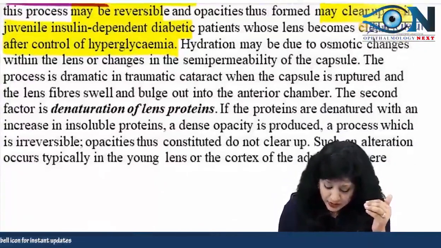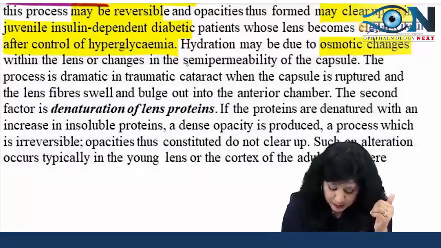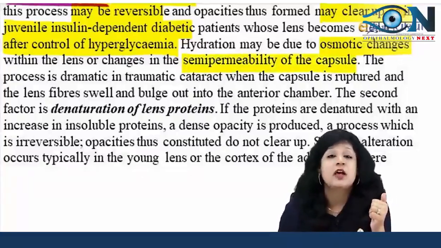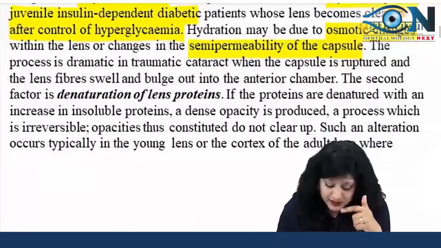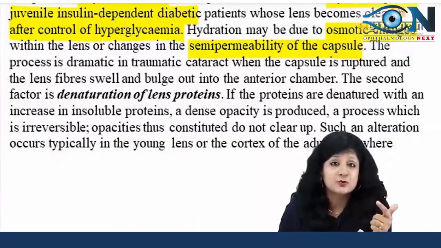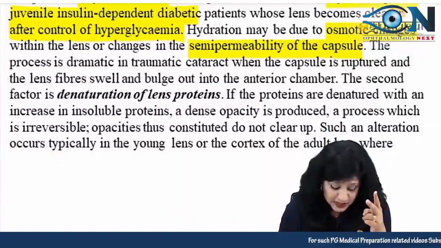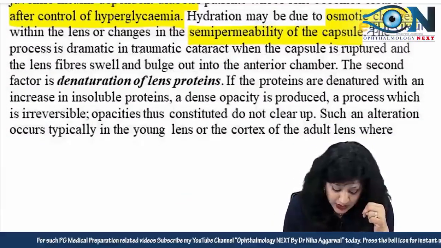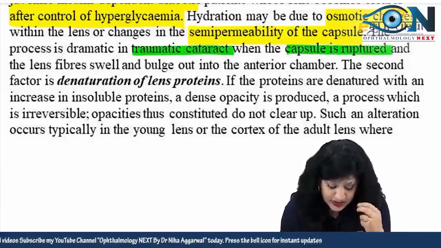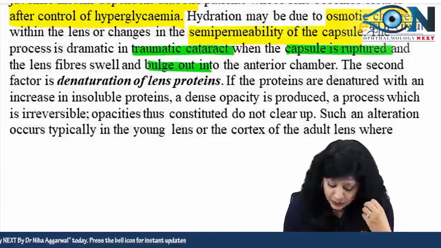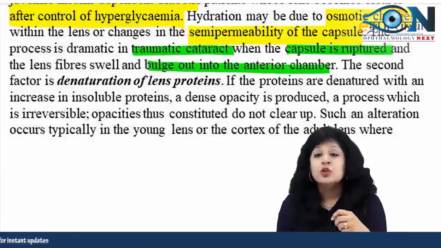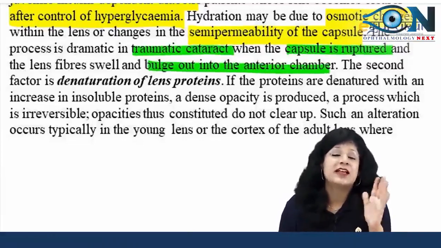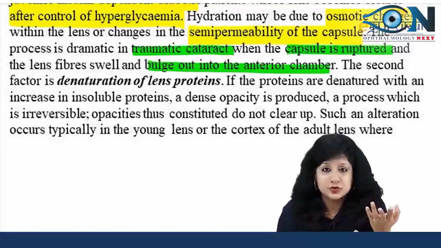Hydration may be due to the osmotic changes, or it may be due to the semi-permeability of the capsule. After recognizing that hydration is one of the important factors responsible for the cataract, one of the important things responsible for hydration is the osmotic changes, or it could be semi-permeability. The process is dramatic in traumatic cataract when the capsule is ruptured, and the lens fibers are bulging out into the anterior chamber. So one very important factor is hydration. Hydration will lead to intumescence.